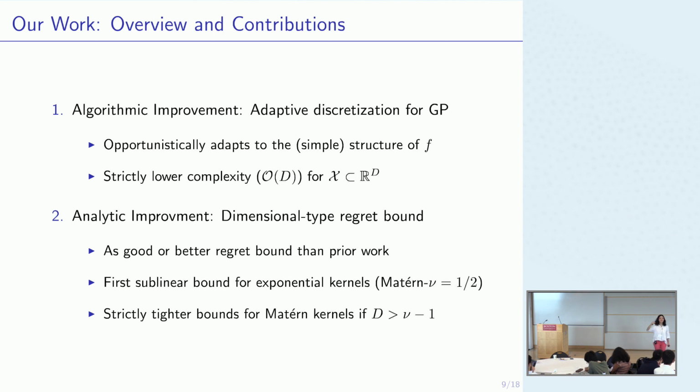So the complexity of the algorithm is going to be a random variable, a function of how lucky you were when you pulled that Gaussian process. If it was a very simple structure, you'll converge fast. If you stop fast, your complexity is low. Otherwise, it's more complex. The second contributions are analytic. So I'm going to show you regret bounds that are better than all known regret bounds for this Gaussian process optimization, and show you, in fact, for the first time, we can get sublinear bounds for exponential kernels.